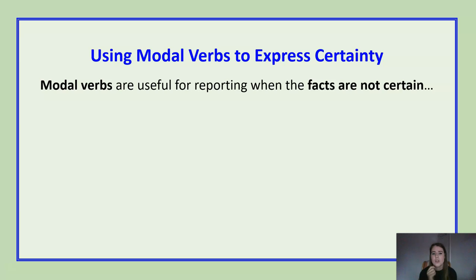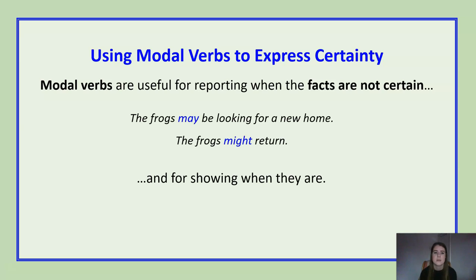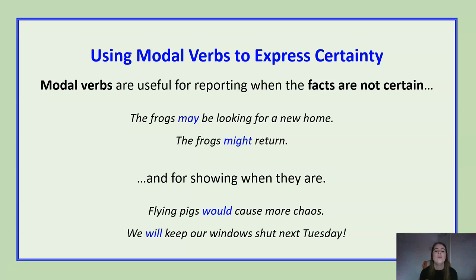So modal verbs are useful when reporting when the facts are not certain. So this usually comes into play when we're talking about reported speech or reported facts. So the frogs may be looking for a new home, or the frogs might return. And then when we are showing when they are, we would change it to the pigs would cause more chaos. We will keep our windows shut next Tuesday. So that is changing it from when we are not certain about a fact, so using may and might, to when we're certain that they are going to happen, so would and will.